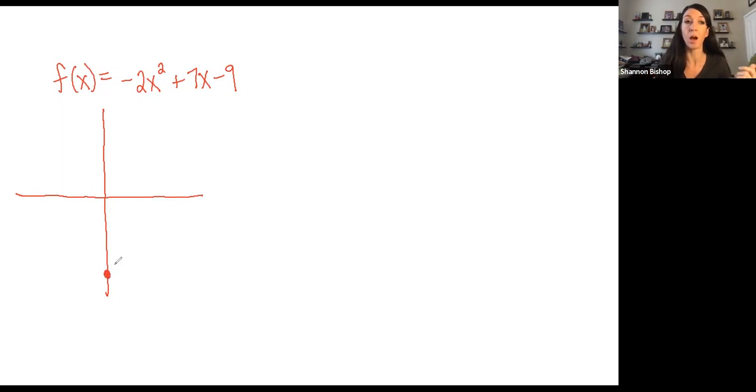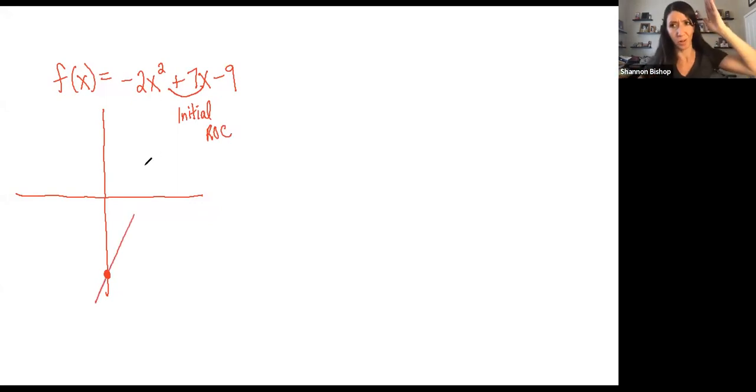Okay, cool. Well, what's happening at that moment though? So when I'm sitting at -9, what trend am I observing? Well, the initial rate of change in this case is +7. So that tells me that this parabola is initially increasing. Now don't actually draw a line. Nope, it's not a line, it's a parabola, but hang on, stay tuned. Initially it's increasing, yes. However, what then happens to that increase?